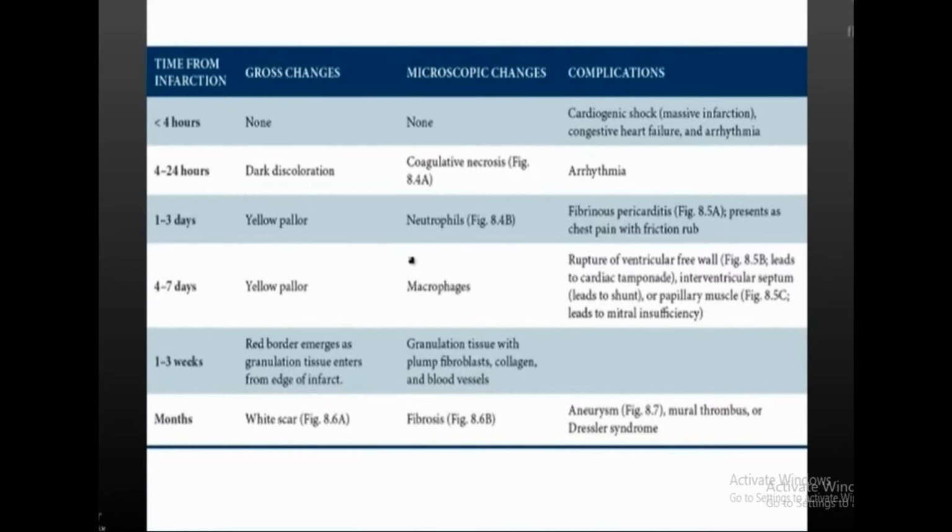Here, first you take the microscopic changes. What happens when myocardial infarction takes place? There is a necrosis of tissue. After necrosis, inflammation takes place. In acute inflammation, the neutrophils come into play, then macrophages. Then the third process is healing, which means scar formation. The myocardium is replaced by the scar.